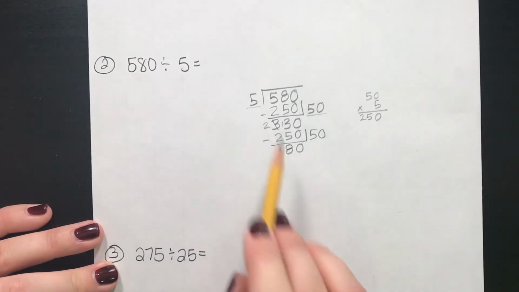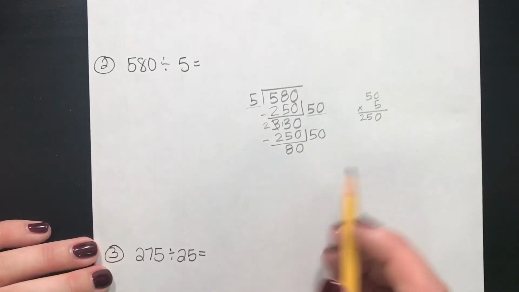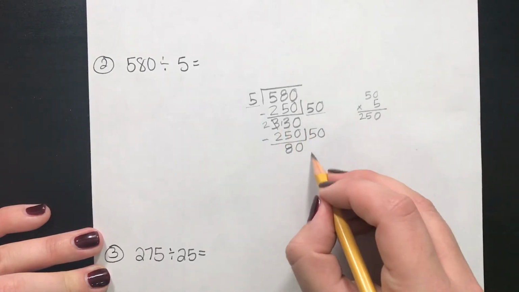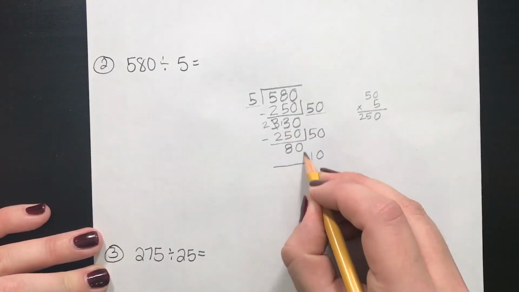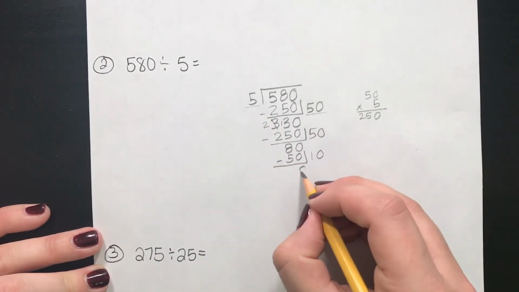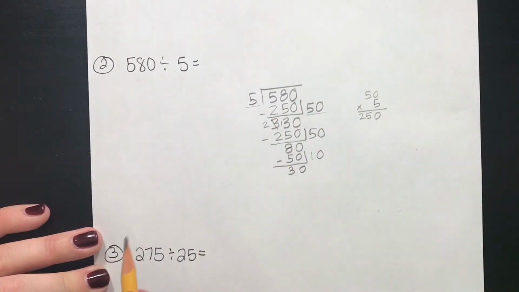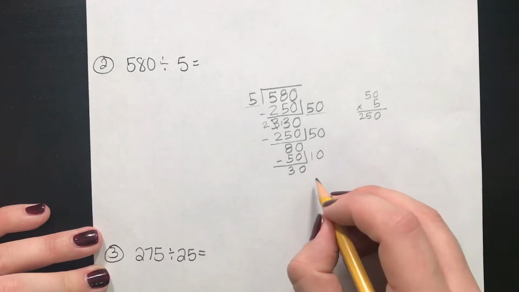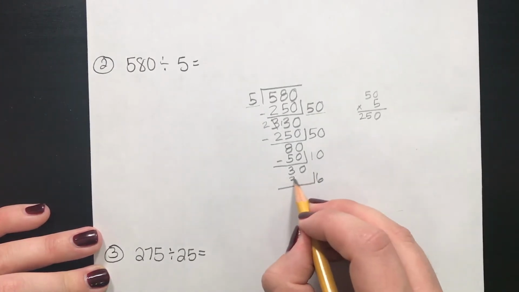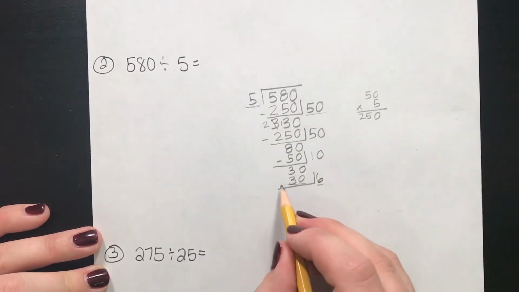So how many times can I fit 5 into 80? I could just stick with 10, because I know 10 times 5 is 50, and that's less than 80. 5 times 10 is 50. We subtract, and we get 30. So how many times can we fit 5 into 30? Well, I know that 6 times 5 is 30, so I can fit 5 into 30 6 times. And now 6 times 5 is 30.